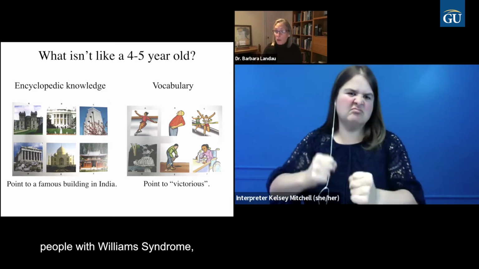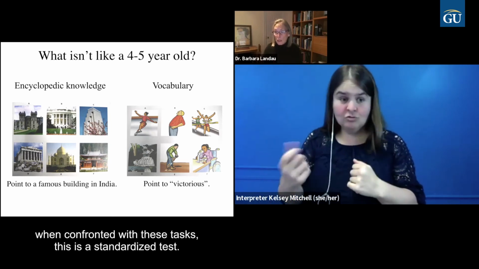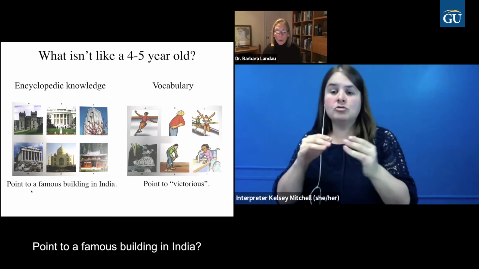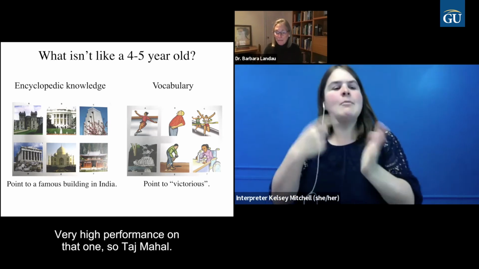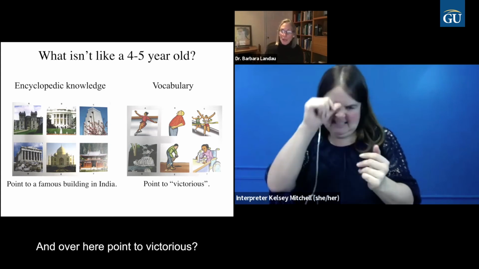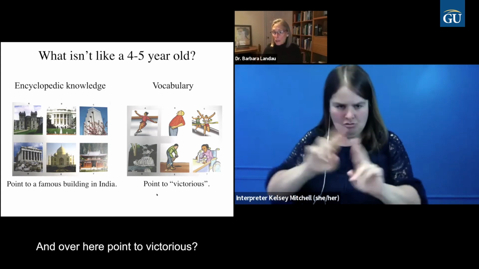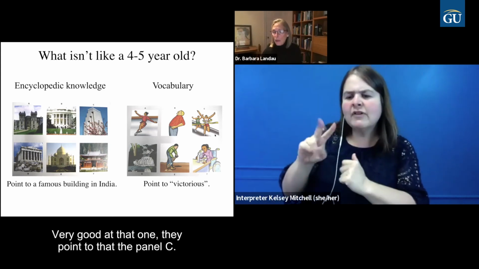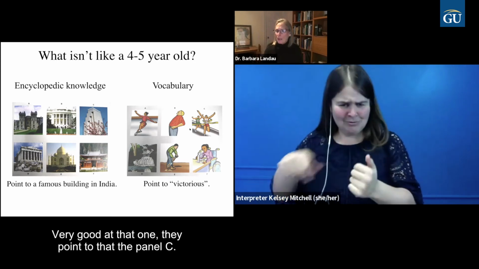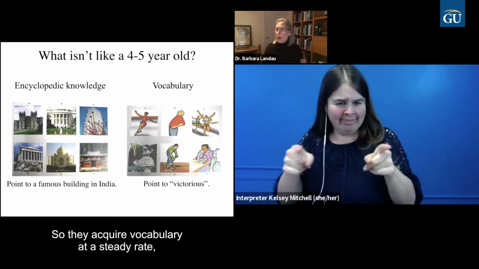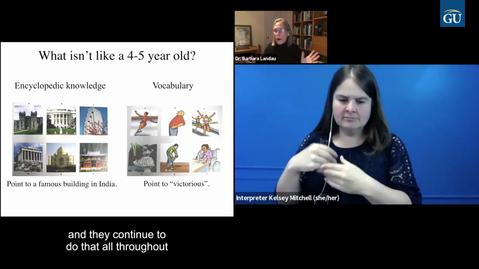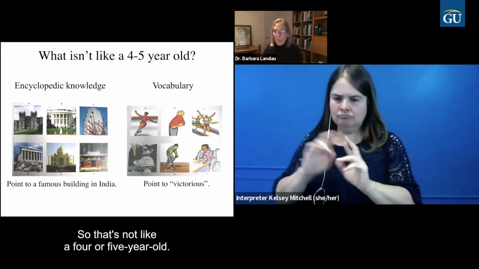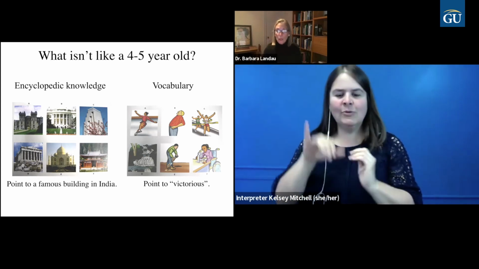People with Williams syndrome, when confronted with these tasks, this is a standardized test, point to a famous building in India, very high performance on that one. So Taj Mahal. And over here, point to Victorious, very good at that one. They point to panel C. So they acquire vocabulary at a steady rate, and they continue to do that all throughout their lives, just like the rest of us. So that's not like a 4 or 5 year old.